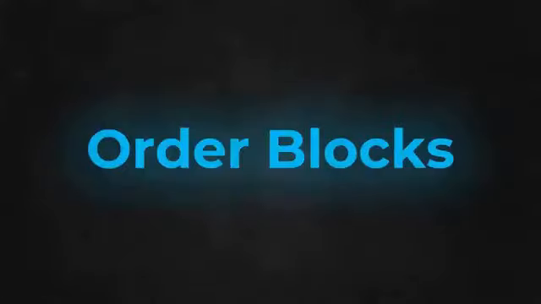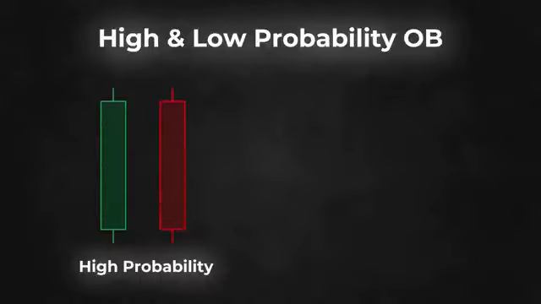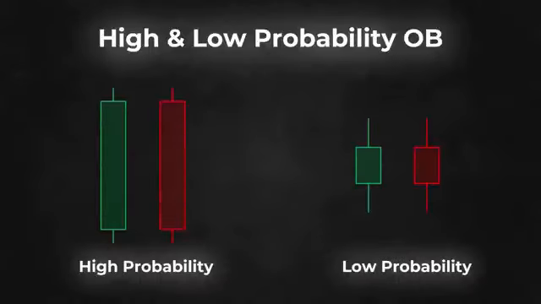There are a couple of different ways of using order blocks. Let's divide these two ways into large body candles, which are often referred to as high probability order blocks, and small body candles with more prominent shadows, which are often referred to as low probability order blocks. Let's explore the high probability order block first.